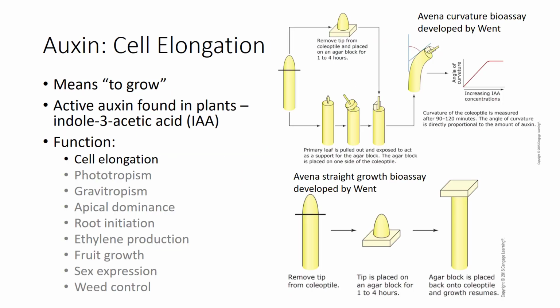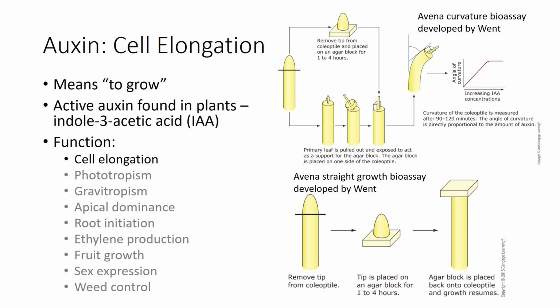Auxins, the first class of plant hormones discovered, were initially found in human urine. Since this time, they have been isolated from numerous plants and are thought to be ubiquitous in the plant kingdom. The term auxin is derived from the Greek word auxin, which means to grow. Indole 3-acetic acid, IAA, is the only active auxin found in plants today, and is involved in numerous physiological processes in plants, including cellular elongation, phototropism, gravitropism, apical dominance, root initiation, ethylene production, fruit growth, sex expression, and weed control.